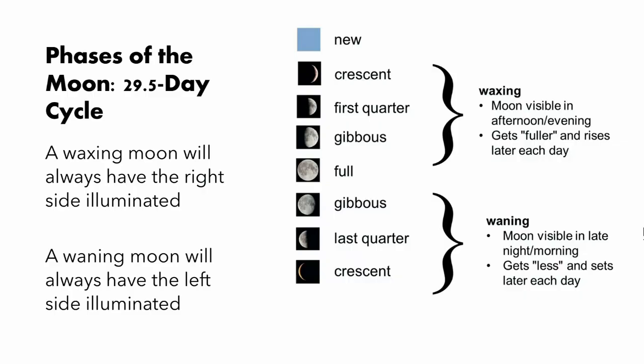So these are the phases, and they always go in this order. So you're always going new, waxing crescent, first quarter, waxing gibbous, full, then waning gibbous, last quarter, waning crescent, and then back to new.